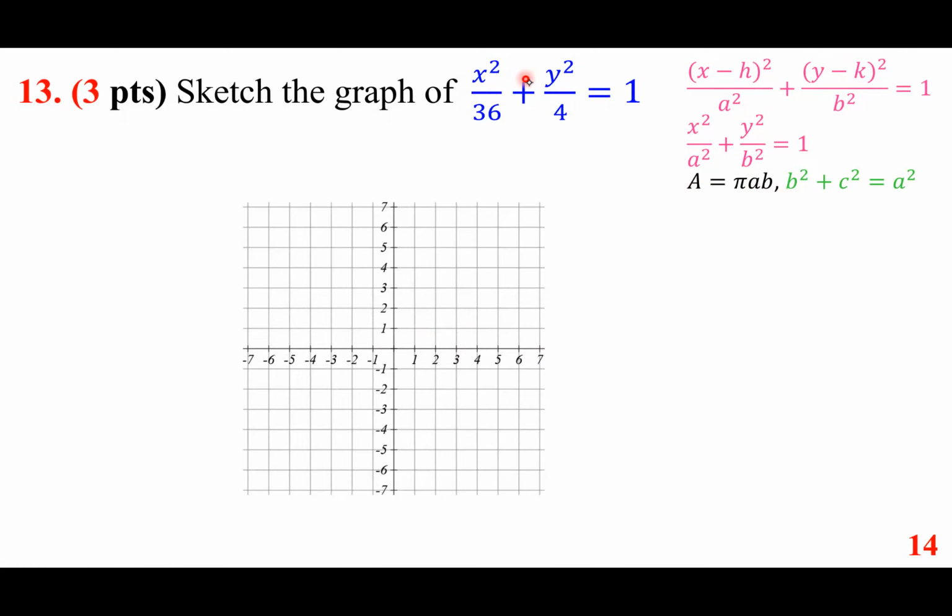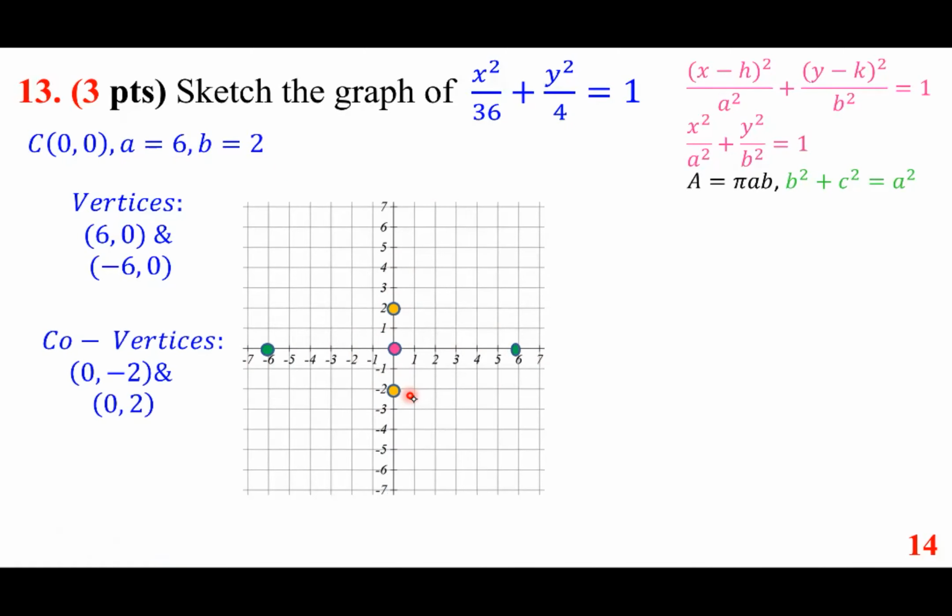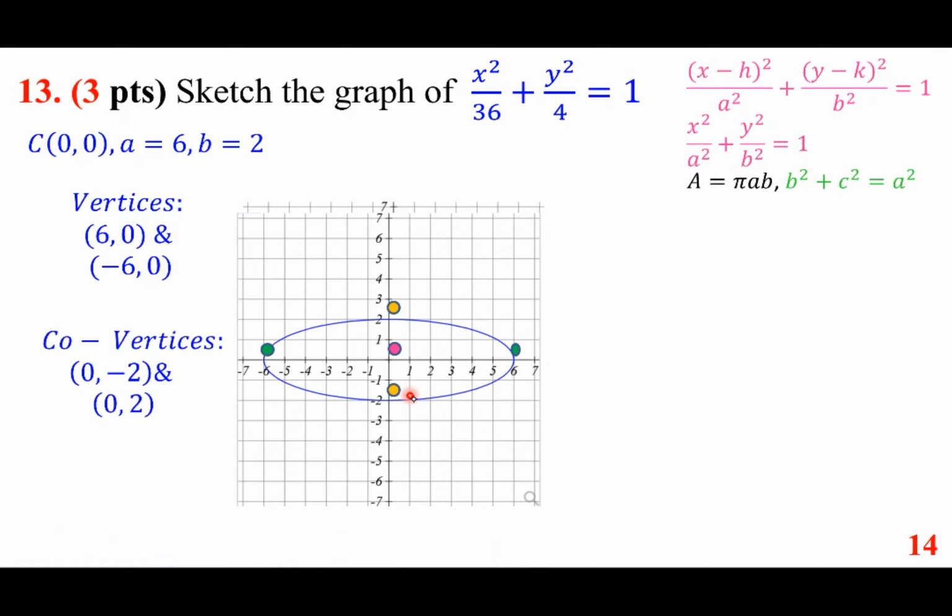So in this case, clearly it's centered at 0, 0. A is square root of 36, or 6, and B is 4. So again, 36 results in 6, 4 results in 2, and you're looking at this equation. Therefore, the vertices are located at 6, 0 and negative 6, 0. This is the center, and the vertices at 6, 0, negative 6, 0. Then from the center, this is A units to the right and left. From the center, B units, 2 units up and down. And there you have it.